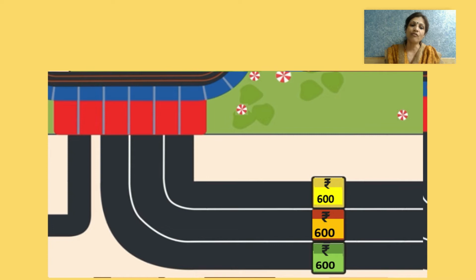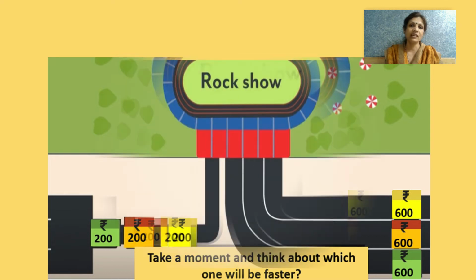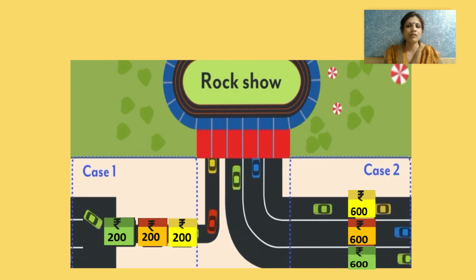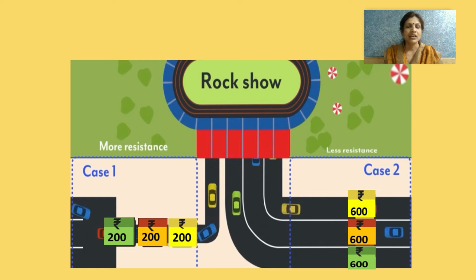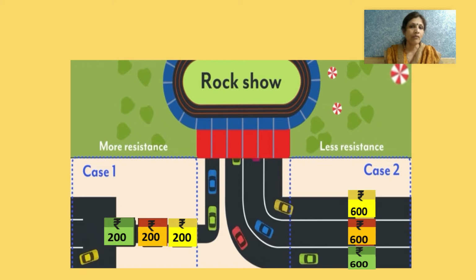Now dear children, I want all of you to take a moment and think about which one will be better. Obviously, without a doubt, you will make out that case 2, the second possibility, is proper for entering the people into the stadium, because in the second case there is no bottleneck, no traffic jam, there is a smooth way of people entering the stadium because there is less resistance. Whereas in case 1, because there is only one way and 3 counters on that particular way, there is more resistance and more possibility that the traffic is very slow.